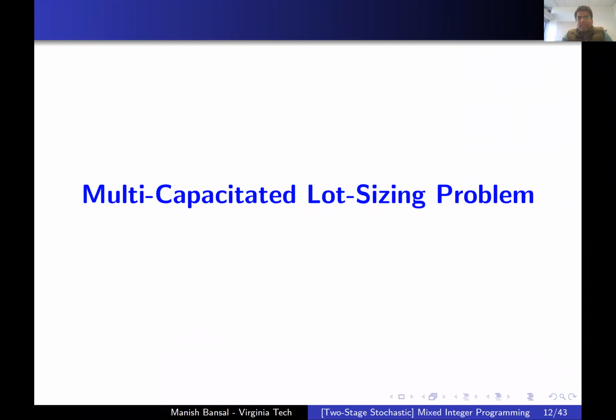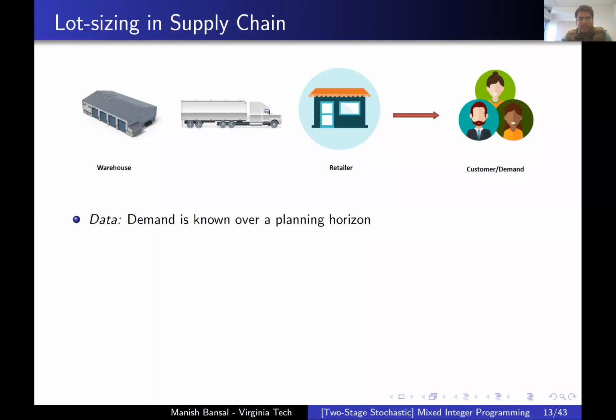Okay, so what's the significance of studying this? Like I mentioned, this cut generating procedure can be utilized to solve a variety of problems. One such example is the multi-capacitated lot sizing problem, and we will see how these cuts can be generated for this problem. Many of you might have studied the lot sizing problem in the supply chain, and the problem is defined as follows.